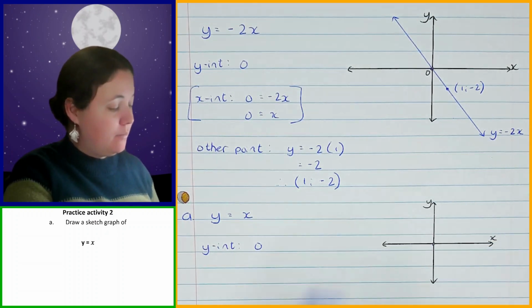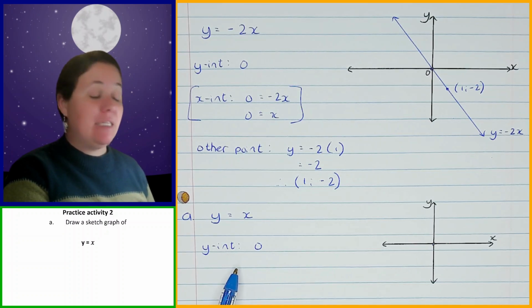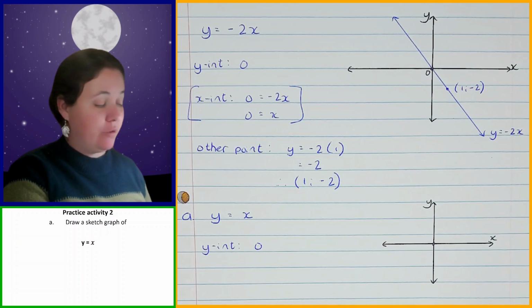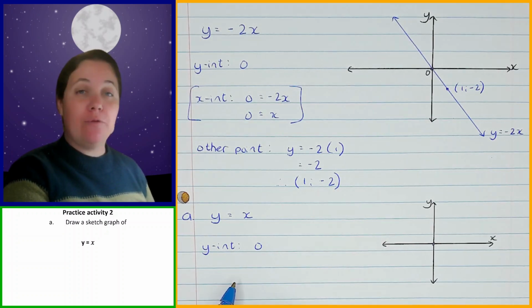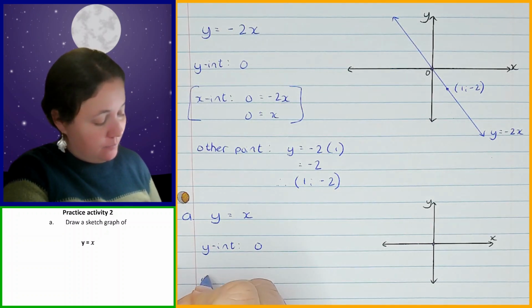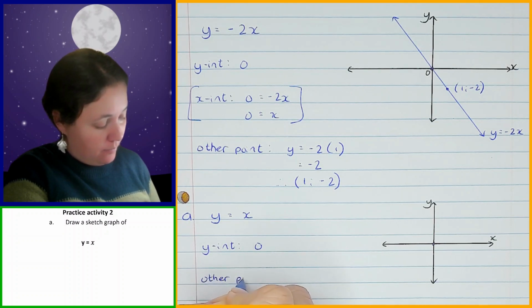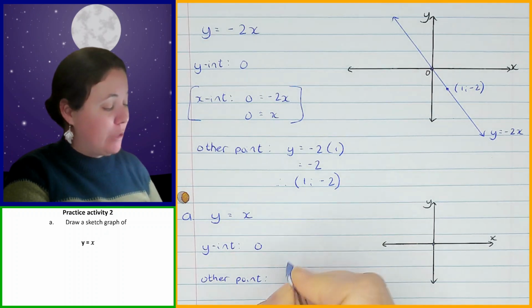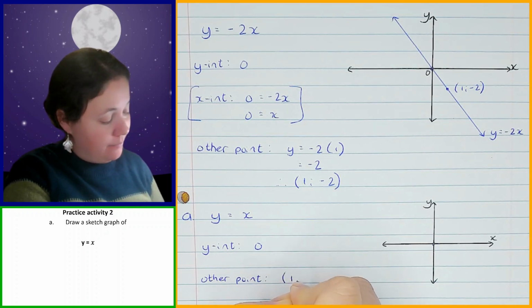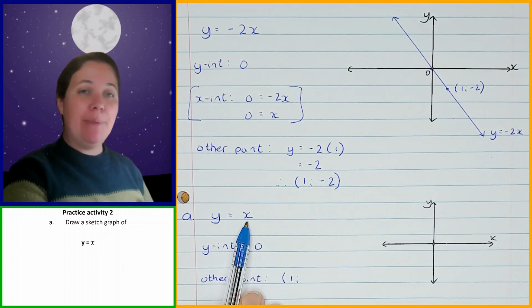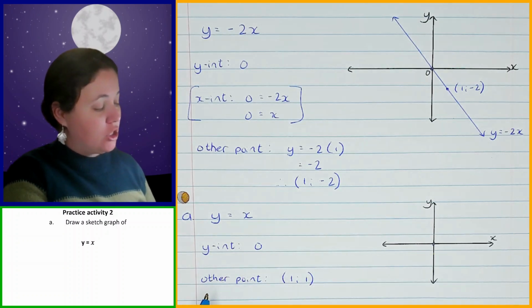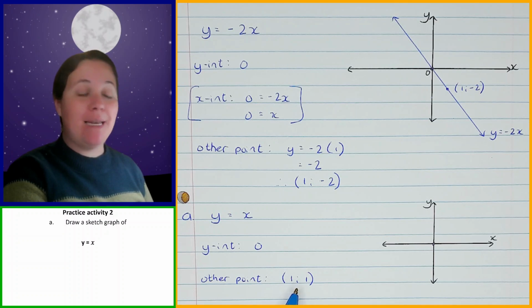Okay. Then I need to find another point. Now I don't need to find the x-intercept because I know it's also going to be the origin. Okay, so I don't need to find that. I'm going to go and find my other point. Okay, so now for my other point, I'm going to make x 1. And if x is 1, it means that y is equal to 1. So my other point is going to be the point 1, 1.